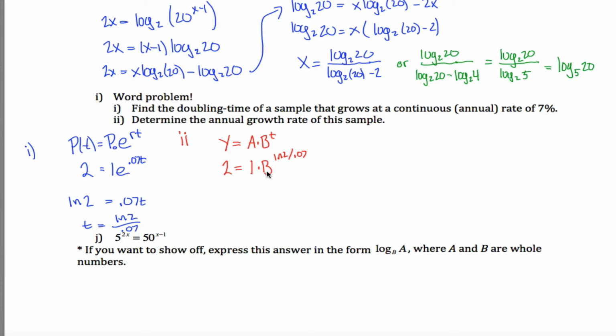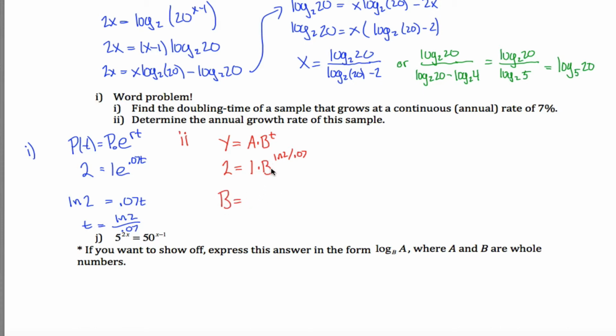Well, that's not entirely true. b minus 1 is my answer. So let's solve this for b. Well, first of all, you don't need to write this 1. Natural log of 2 divided by 0.07. This is kind of cheating. Maybe I should use a calculator.